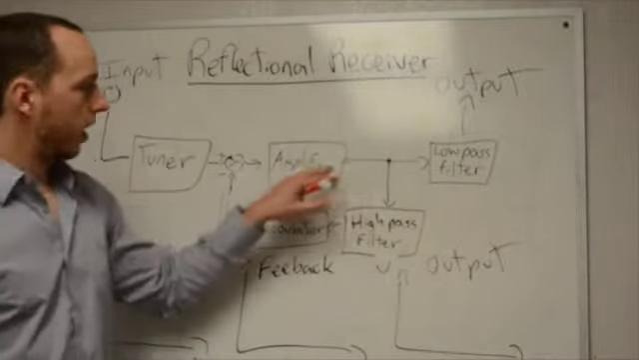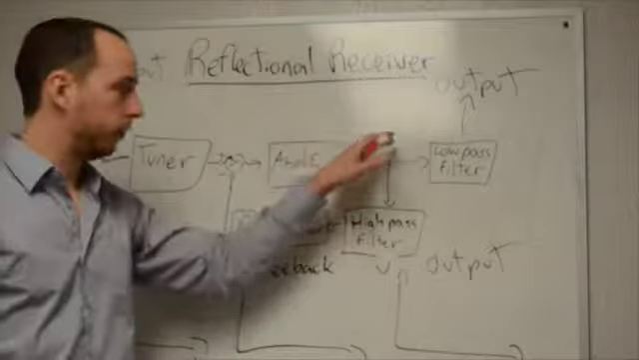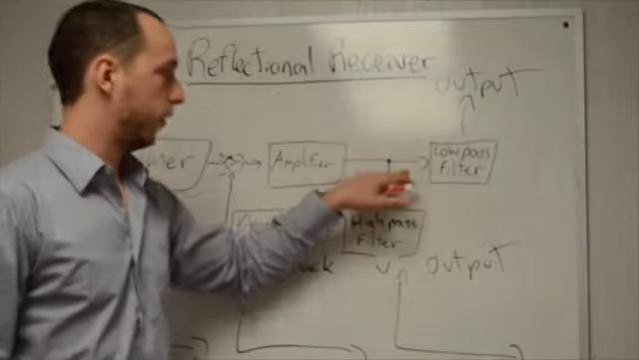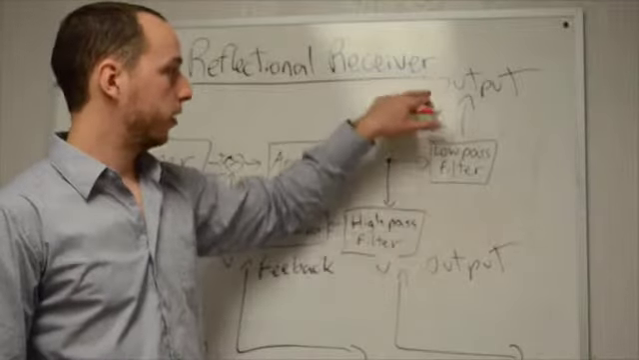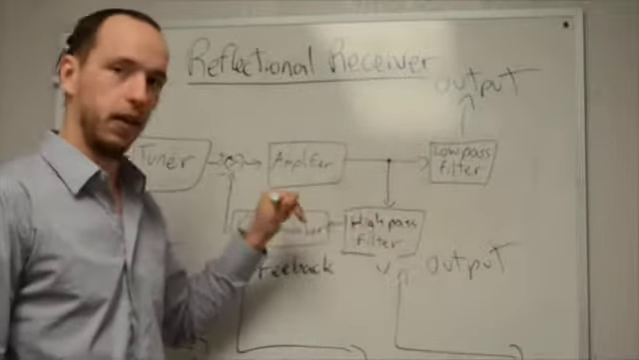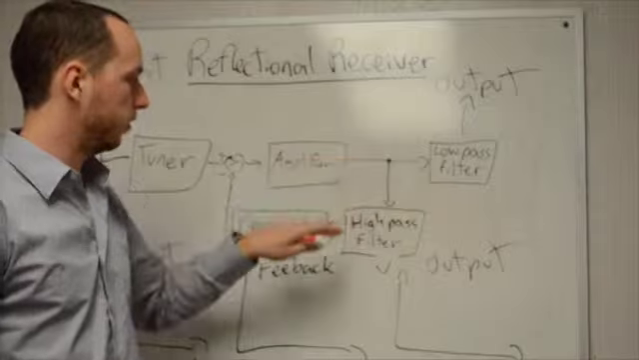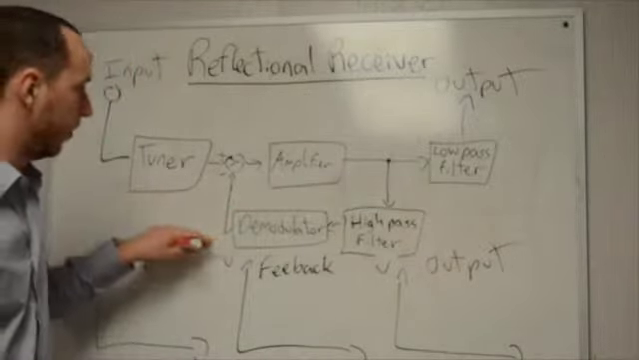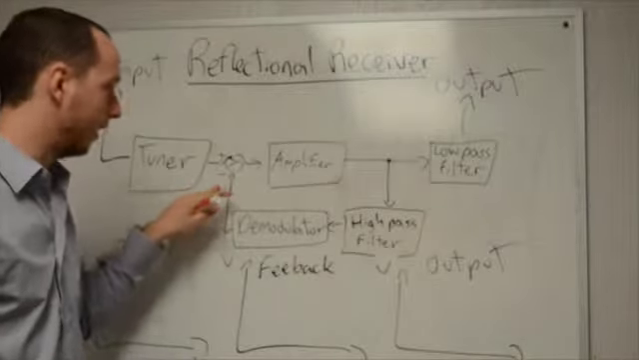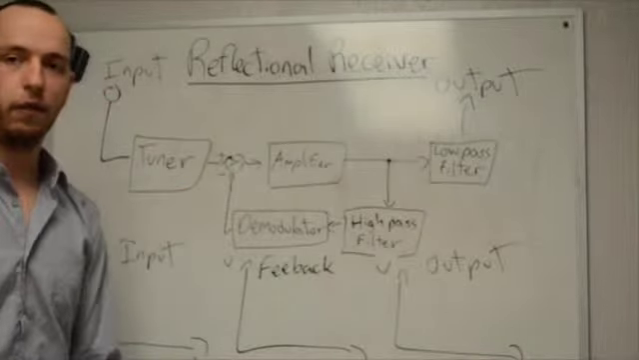Afterward, the output of the amplifier is split into two. The first branch will go to a low-pass filter and then go to the output. I will speak about it a bit later. The second branch goes to a high-pass filter, then to a demodulator, and goes back, feedback before the amplifier.